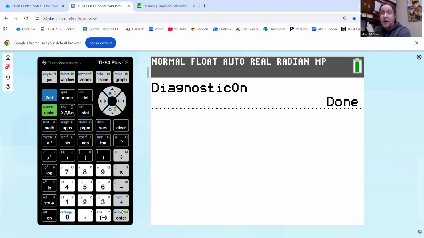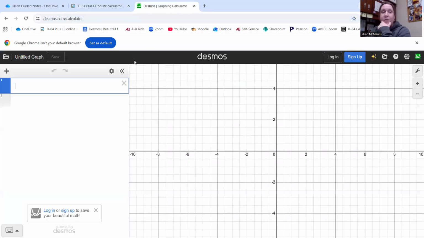And I've shown you this 3 times just in case your calculator gets cleared before you take your final exam. Hopefully you won't have any issues here. Okay. So that's how you use the calculator. Now let's look at Desmos. Desmos is actually, I think, somewhat easier.